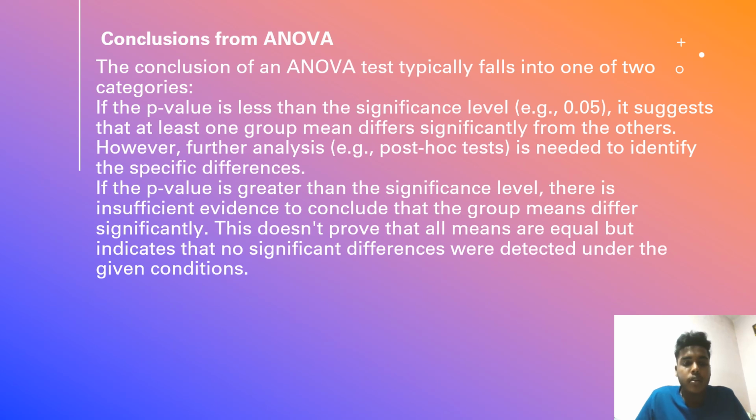If the p-value is greater than the significance level, there is insufficient evidence to conclude that the group means differ significantly. This does not prove that all means are equal, but indicates that no significant difference was detected under the given conditions.